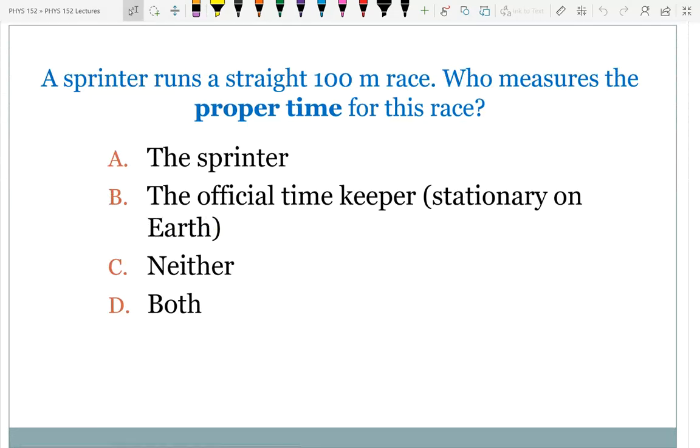Okay, let's have a couple clicker questions. And by a couple, I mean 3. A sprinter runs a straight 100-meter race. Who measures the proper time for this race? And of course, this being a physics problem, we make stupid assumptions. Like the sprinter has a constant speed throughout the entire race. Constant velocity, right? They're not speeding up, they're not slowing down.